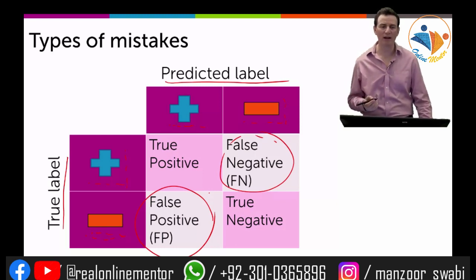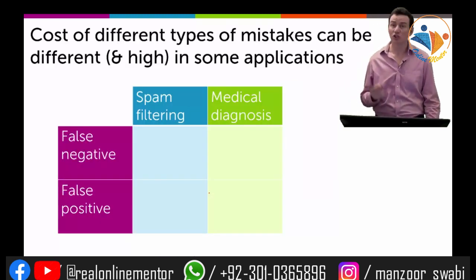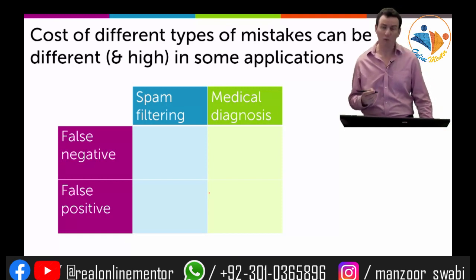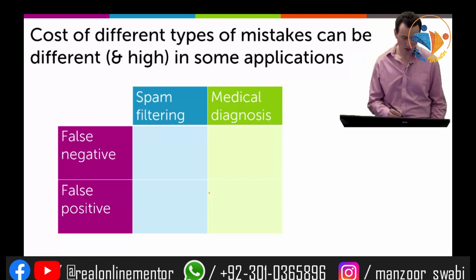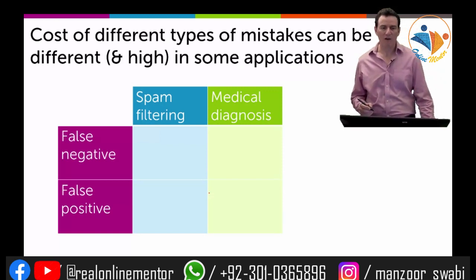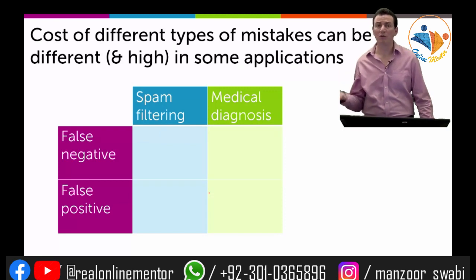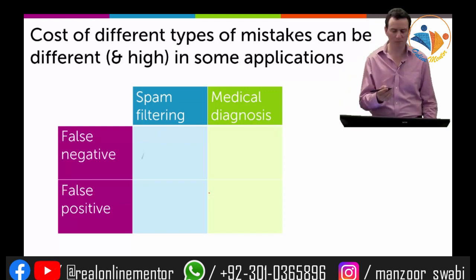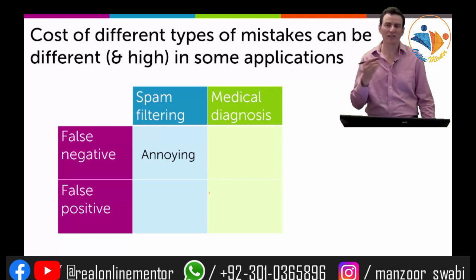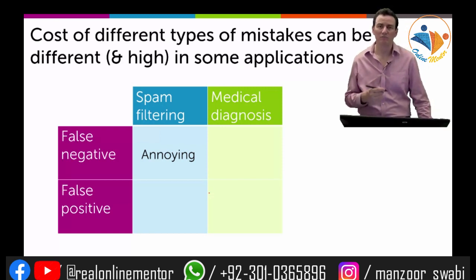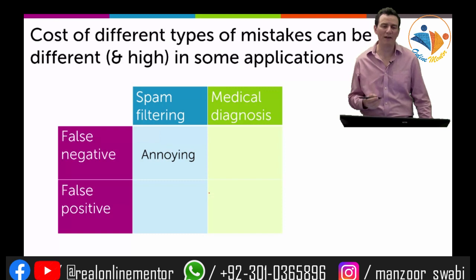So let's look at a couple of practical examples of that. Let's look at 2 applications and what the cost is of false positives versus false negatives. If we consider spam filtering, a false negative is an email that was spam, but it went into my inbox, so you thought it was not spam. That's just annoying. I got another spam email in my inbox. Maybe it's bad, but not super bad.